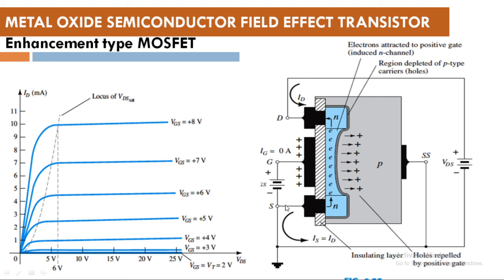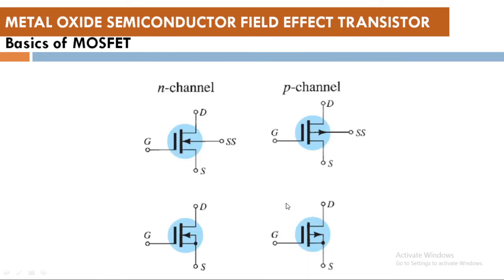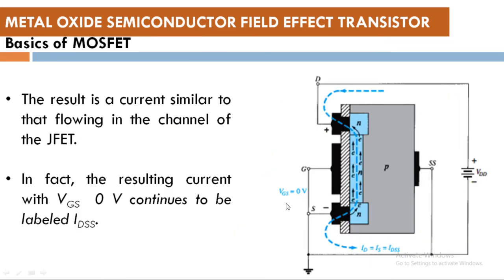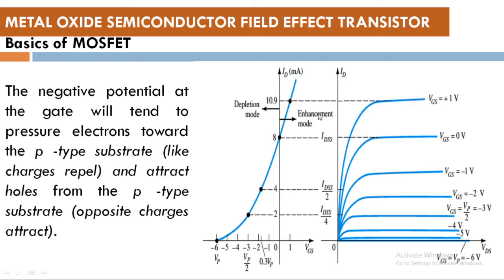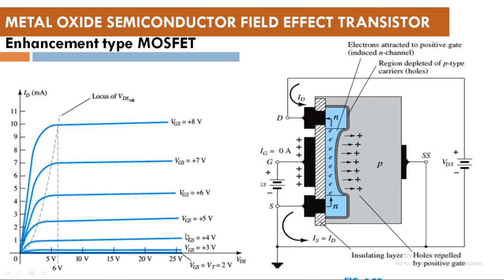But in the previous example, which was a depletion type, it used to work in the enhancement zone also, and it was also working in the depletion mode. But in our case here, we can see in the characteristics, it is only working in the positive domain, not in the negative input voltage. So it is only working in the enhancement mode, and hence we call it enhancement type MOSFET.